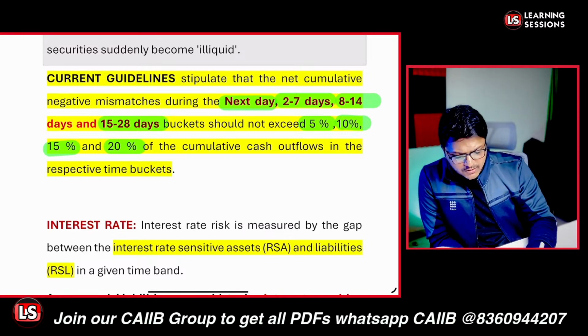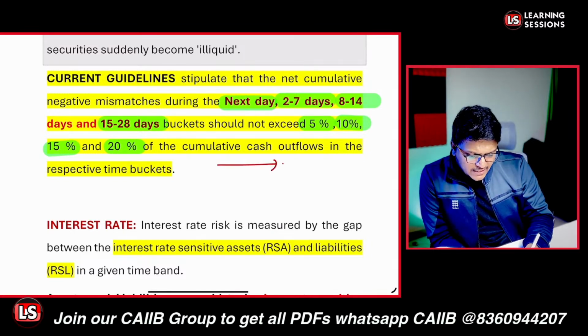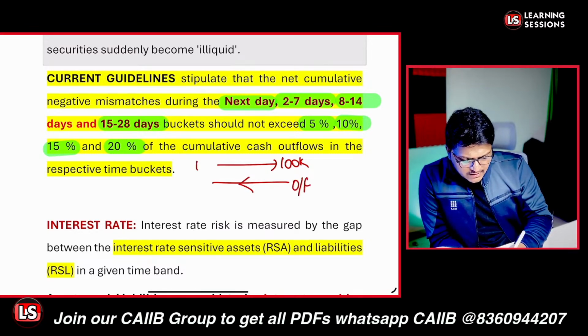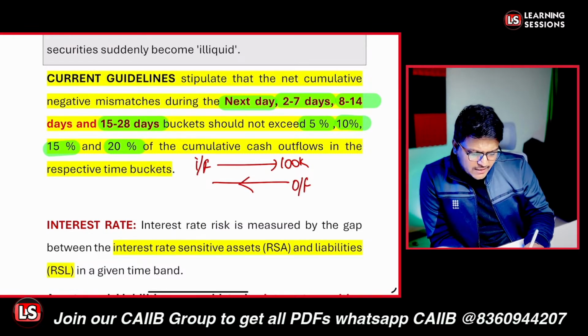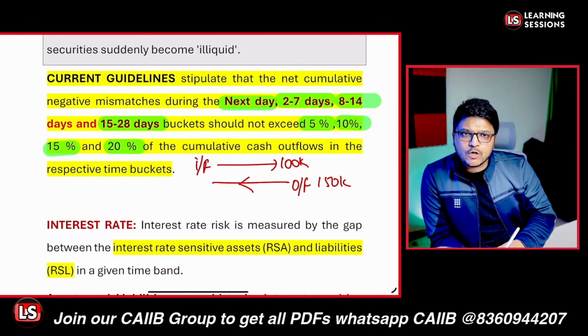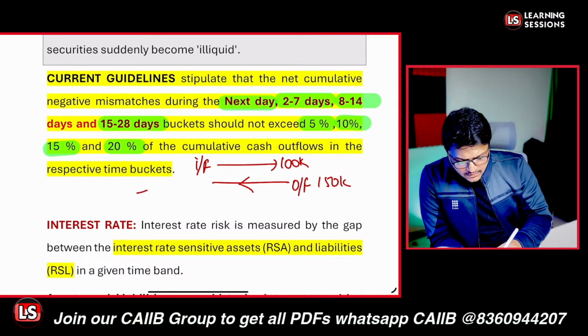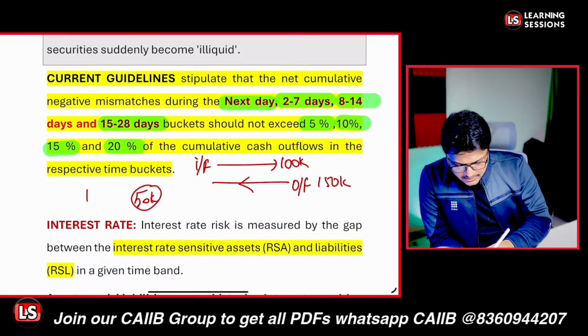Net outflow means what? Let's say these are the outflows and these are the inflows. Let's say inflows were 100k and outflows are 150k. Now in this scenario, what would the net outflow be? Net outflow is 50k. This is representing the net outflow.